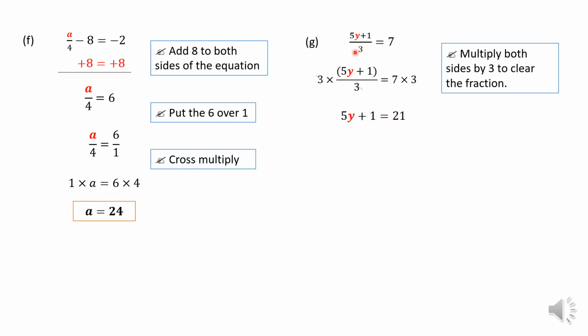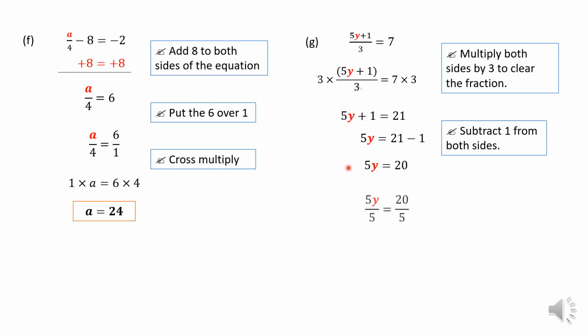Again, as I said, if you cross multiply, you get 3 times 7. That 21 is coming right back here as well. Then you subtract 1. Obviously, you're going to get 5y equals 20. Now, 5 times what gives you 20? Divide by 5. y is equal to 4.